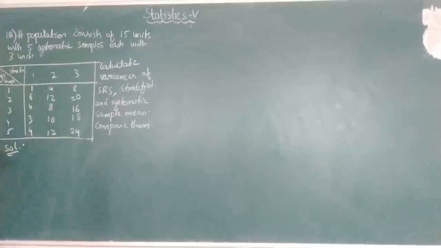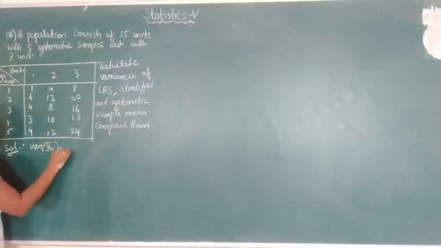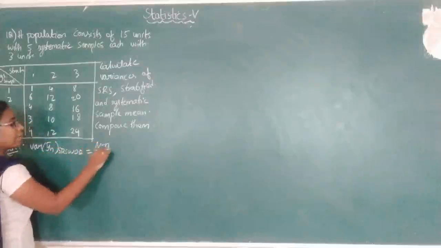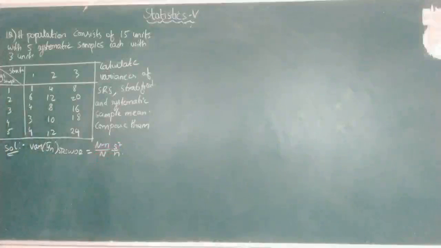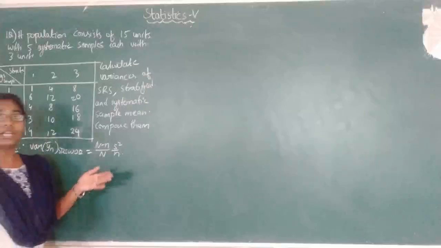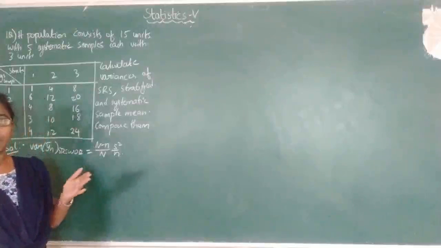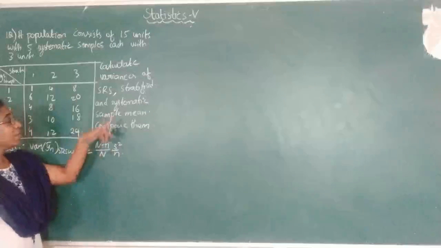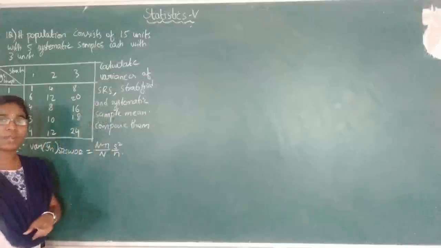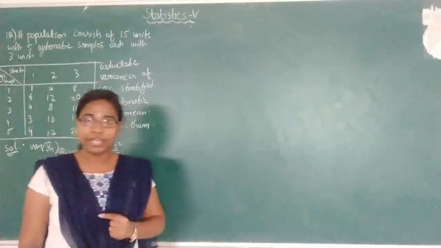Coming to the solution, first we have to know the formulas. First, the variance of y bar n under simple random sampling without replacement. We know this formula: (N minus n) by N into s square by n. We have to calculate the s square value. We know the s square formula: 1 by n minus 1, double summation yij square minus n into y double dot bar square. Here capital N, since we are using systematic sampling, in place of capital N we will be writing small n into k.